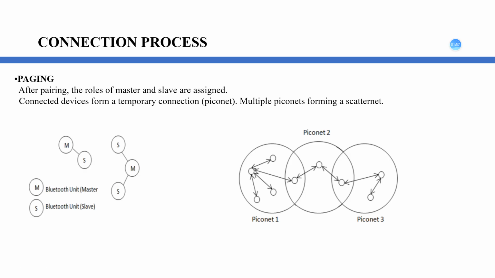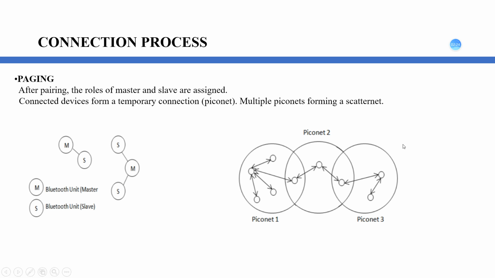Once devices are successfully paired, they come into paging. During paging, the roles of master and slave are assigned. The initiating device typically becomes the master, and the responding device joins as a slave. Ultimately, all connected devices form a piconet.